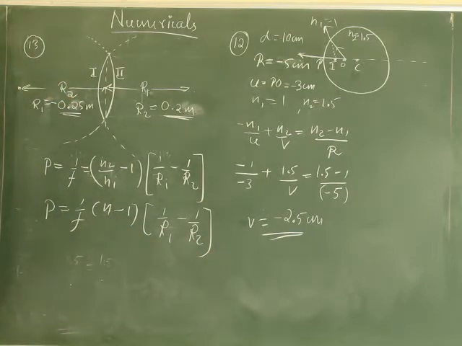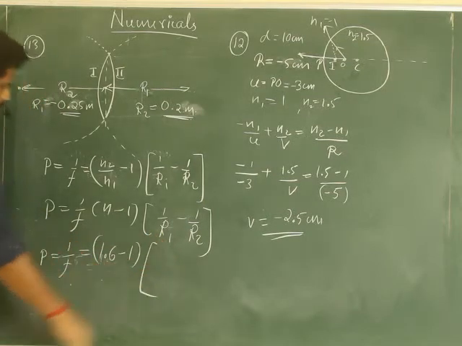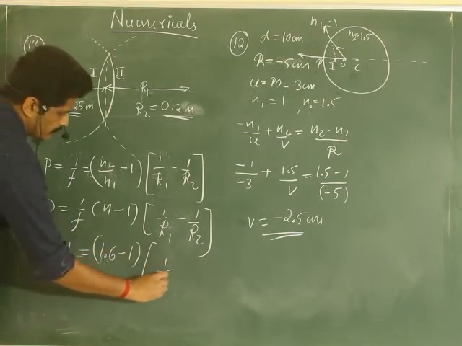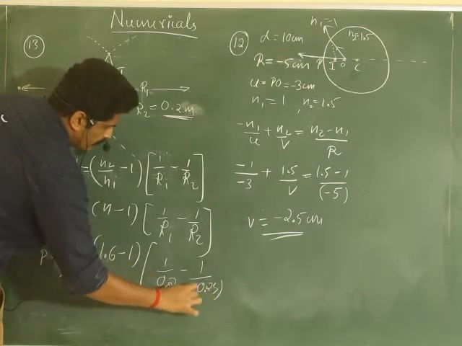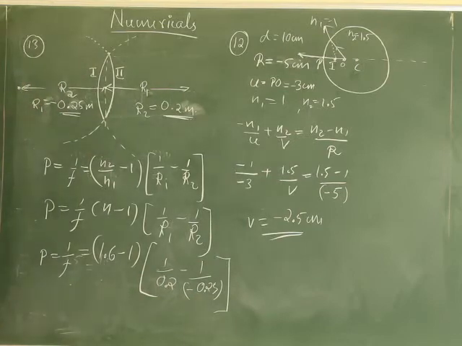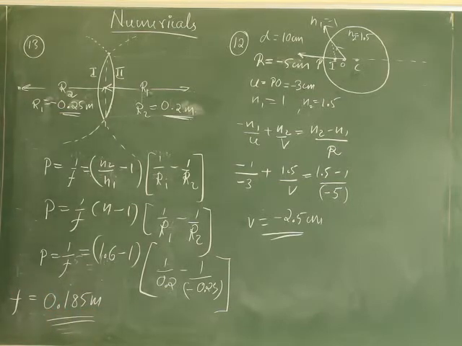Now let us apply the values. Refractive index is given. So P is equal to 1 by F is equal to 1.6 minus 1. Next, radius of curvatures: 1 by 0.2 minus 1 divided by minus of 0.25, correct? So finally F, I will find out first. F will be 0.185 meter, the answer.